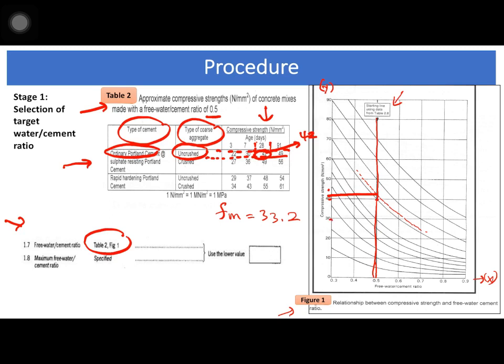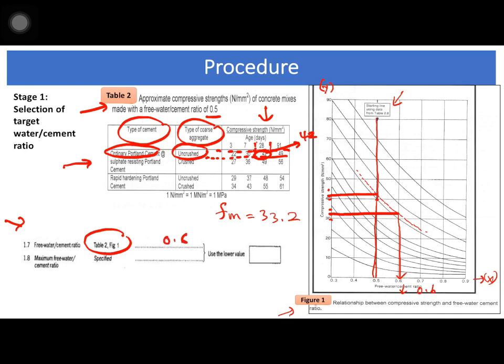So this is 30. So 33, maybe this is 35. So around this. From this axis goes to the abscissa curve here. And then from the intersections of the abscissa curve, you go down. So you will determine our water cement ratio. So it is about 0.6. So right here, yours is 0.6.